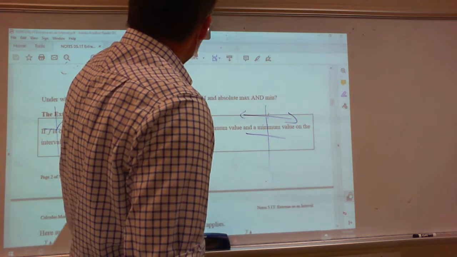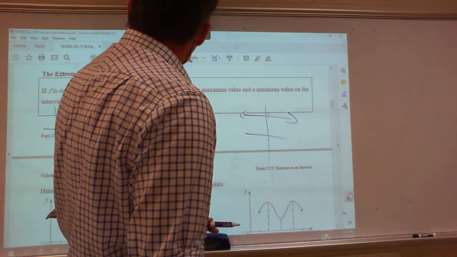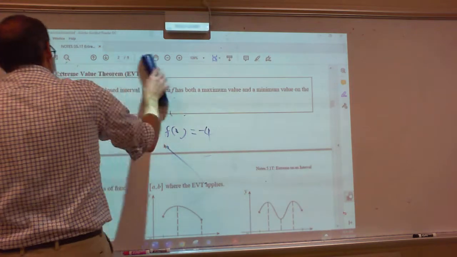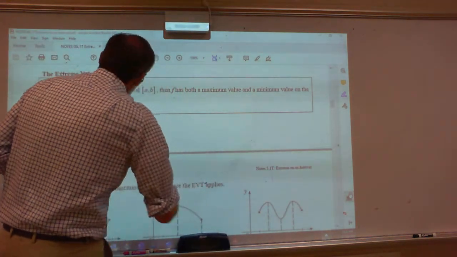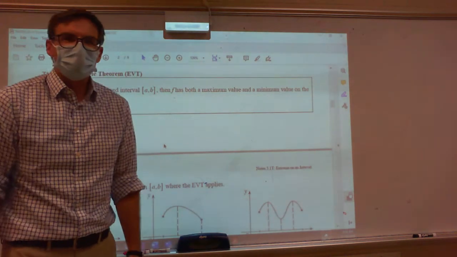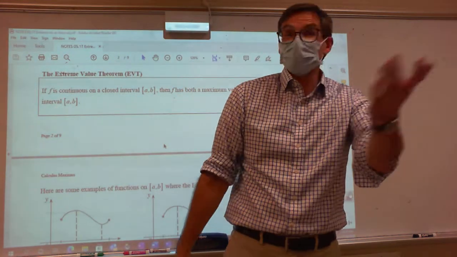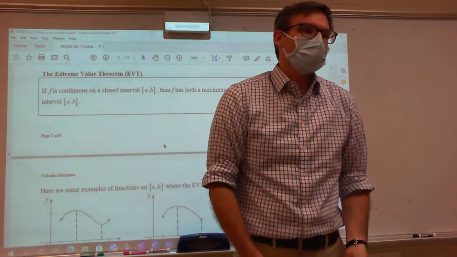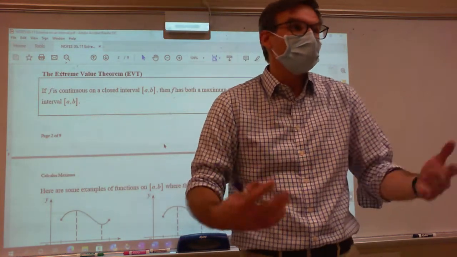Under what conditions do you think a function has both an absolute max and an absolute min? Now we get to start using some calculus terms. We have something called the extreme value theorem, which is a whole lot of syllables. It says, if your function's nice, meaning it's actually not even super nice, it's just continuous, and it includes the endpoints, you are guaranteed to have a max and a min.